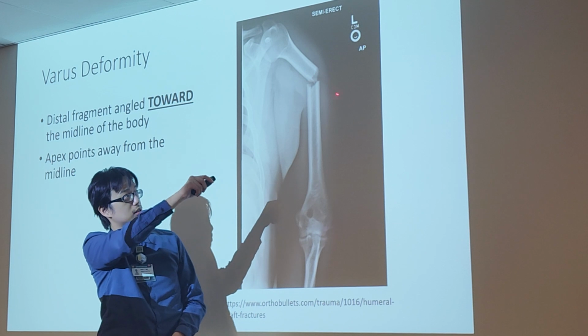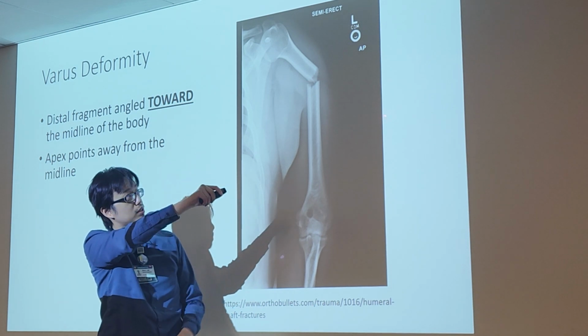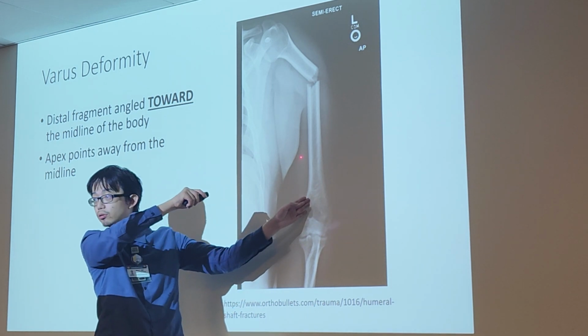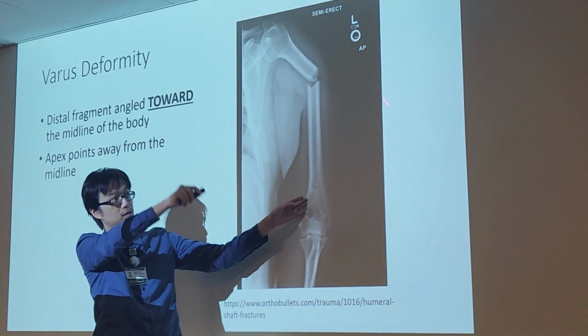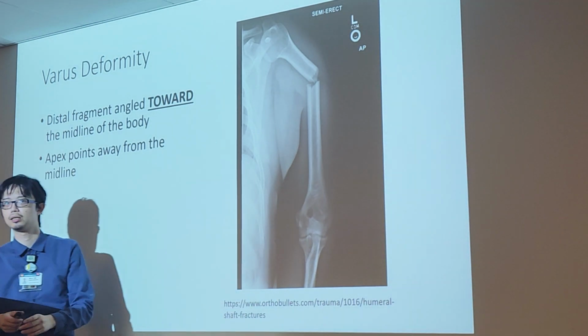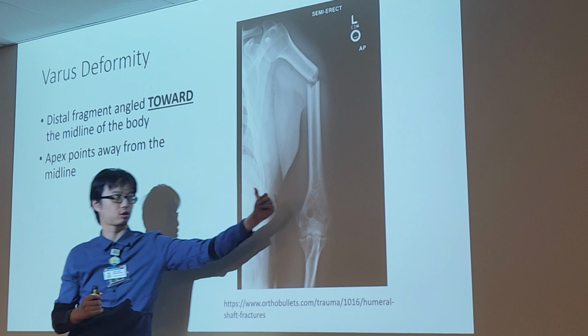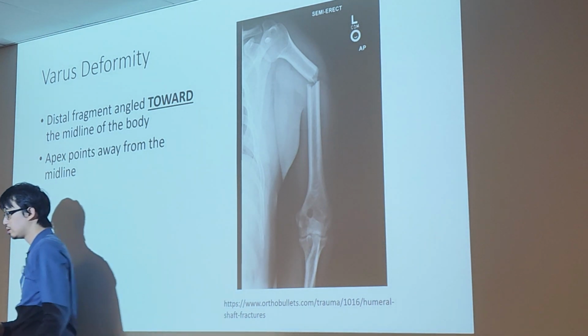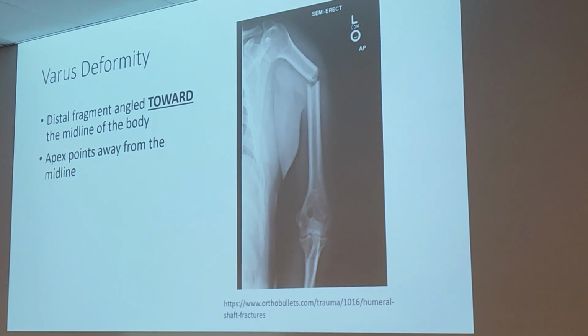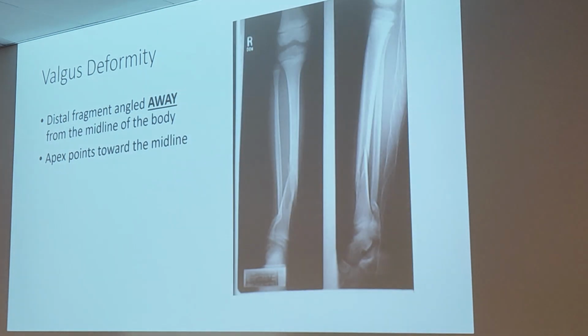Medial. Correct. So this is my proximal fragment. The distal fragment went medial compared to my proximal fragment. Do you see that? How it's going medial, back towards the body? So that is called varus. Okay, so varus deformity, that distal fragment goes towards the body. The opposite is valgus. In this case, the fragment goes away.